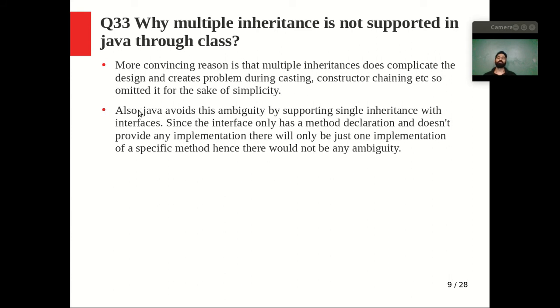Also, Java avoids this ambiguity by supporting inheritance through interfaces. With classes, multiple inheritance is not possible, but with interfaces we can achieve multiple inheritance in Java, right? So this is all about why multiple inheritance is not supported in Java. This is surely one of the important questions asked in the topic of inheritance.